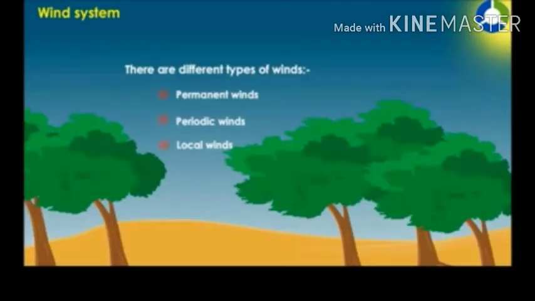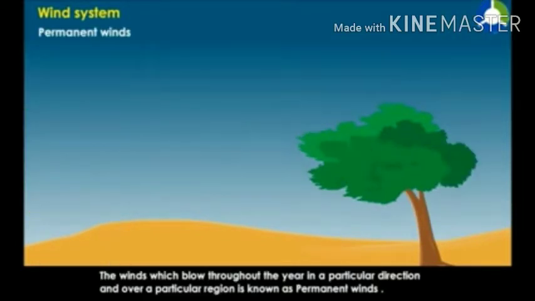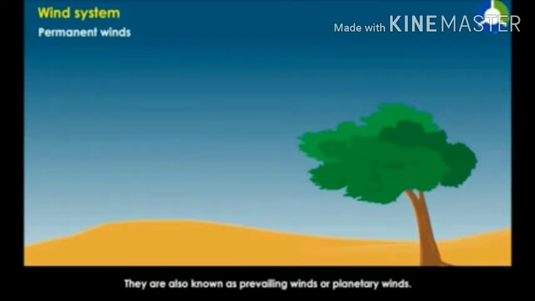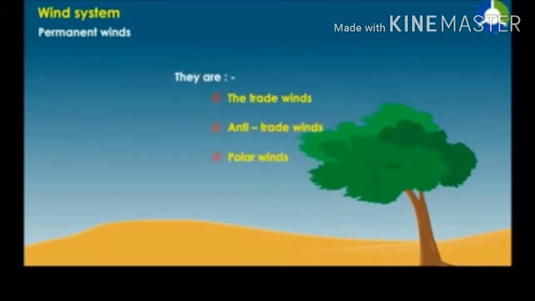So, there are three types of winds. First is permanent wind, second is periodic wind, and the third is local wind. Starting with permanent winds. The winds which blow throughout the year in a particular direction and over a particular region are known as permanent winds. They are also known as prevailing winds or planetary winds. They are the trade winds, anti-trade winds and polar winds.